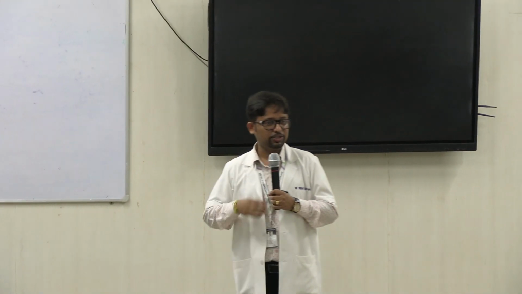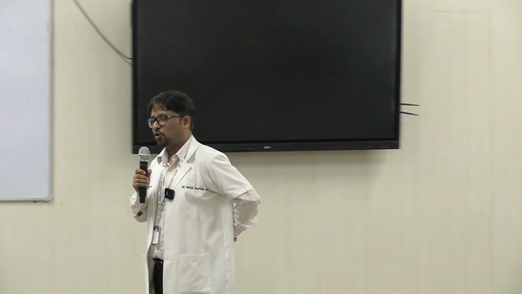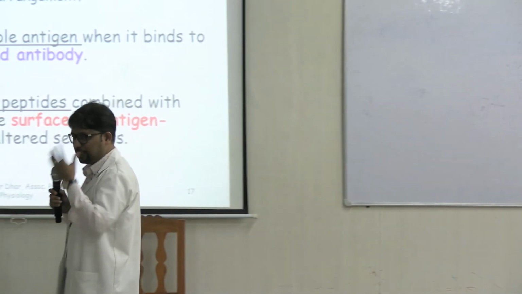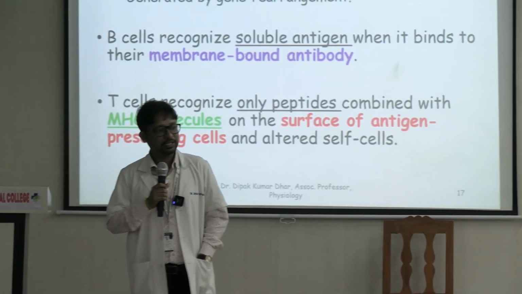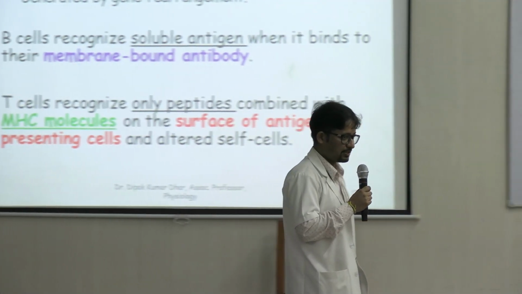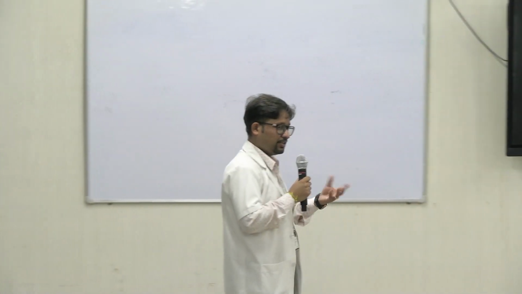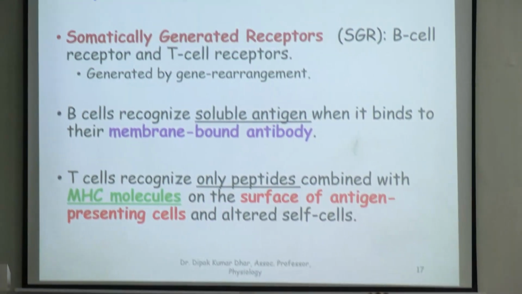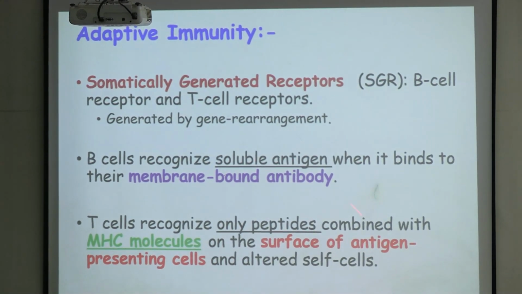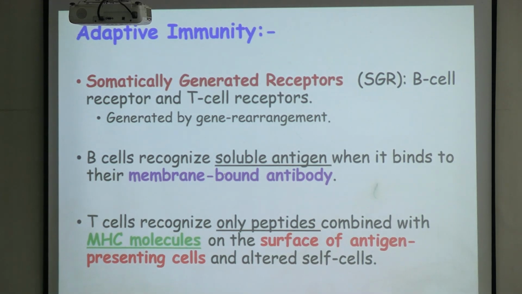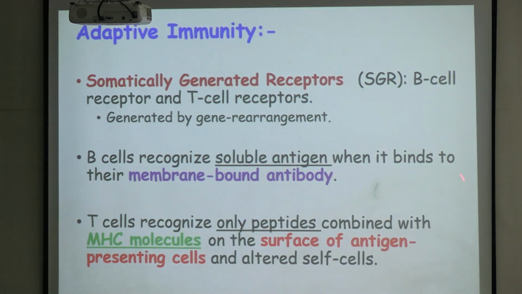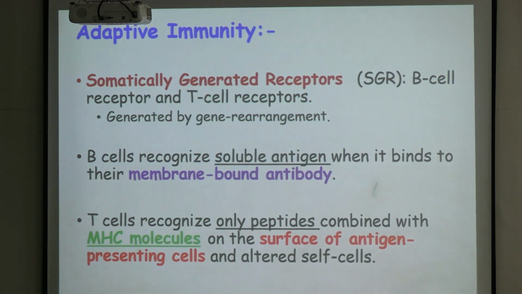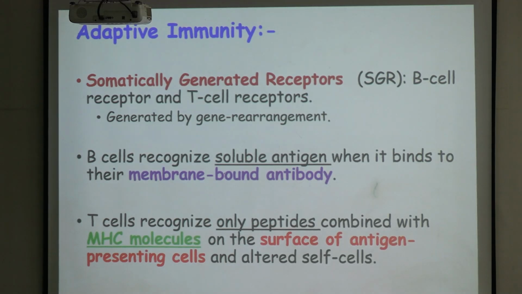In the adaptive immune system, recognition is done by receptors called somatically generated receptors, SGR. These receptors develop by the process of gene rearrangement as the body gets exposed to more and more antigens. And hence the specificity. Gene rearrangement is the process enabling the presence of a huge amount of diversity and specificity. Now B cells recognize soluble antigens. This is important. This happens when the antigen binds to the membrane bound antibody. So the B cell receptor is a membrane bound antibody or immunoglobulin itself.